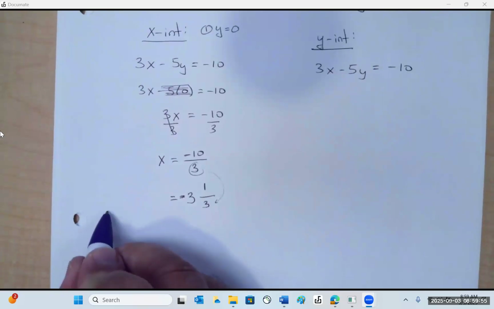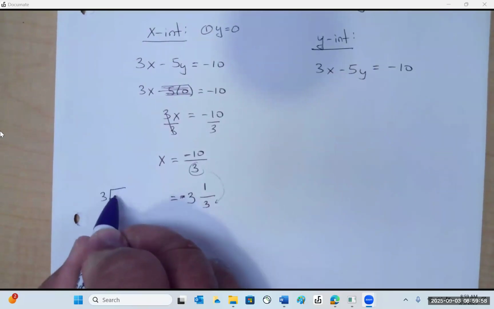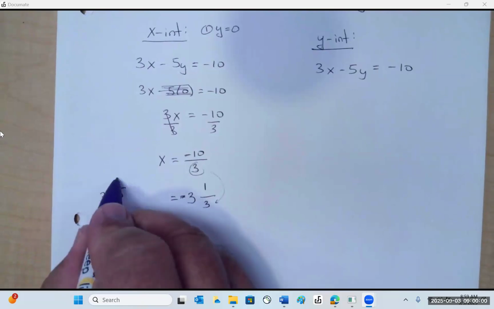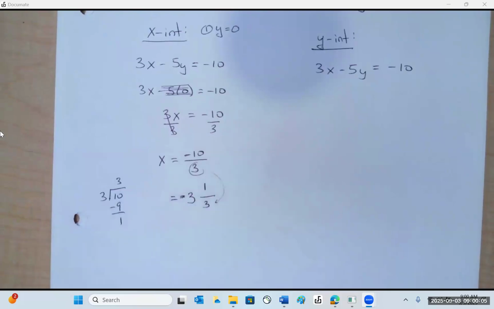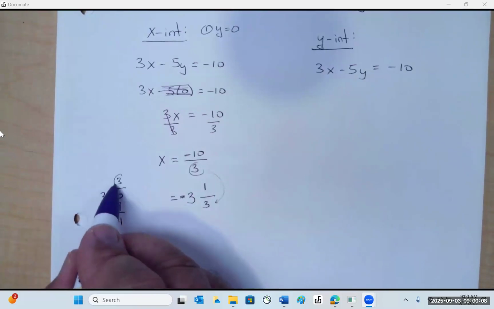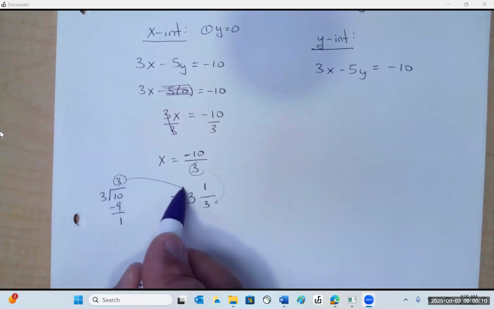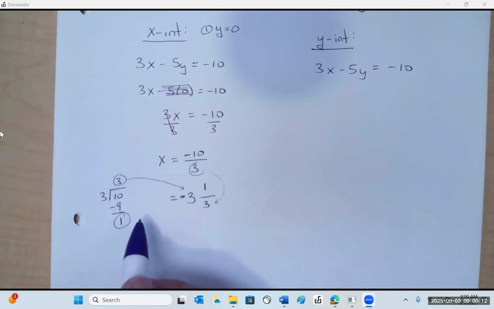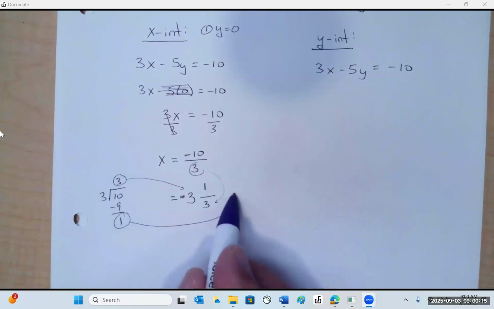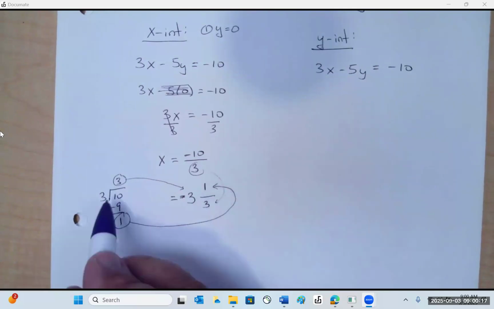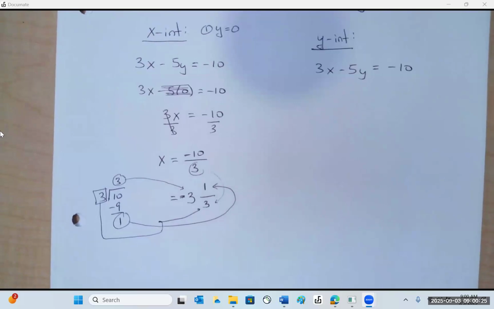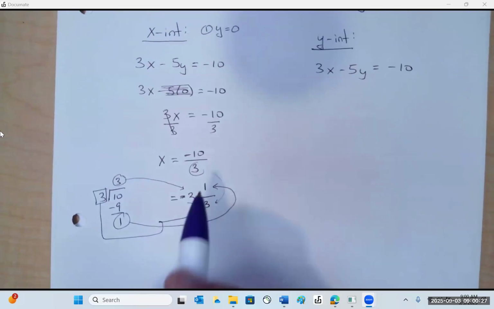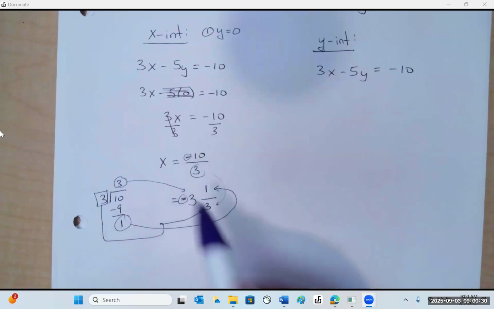Or another way you could have done it is this way. 3 goes into 10 3 times. 3 times 3 is 9. So this number is there, this number is there, and this number is the denominator. And since it's negative, the answer has to be negative.